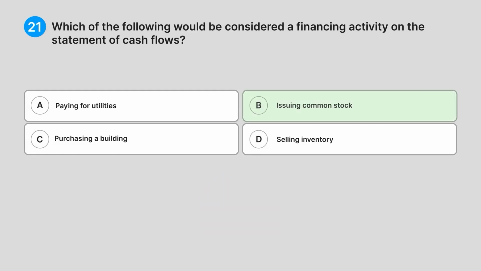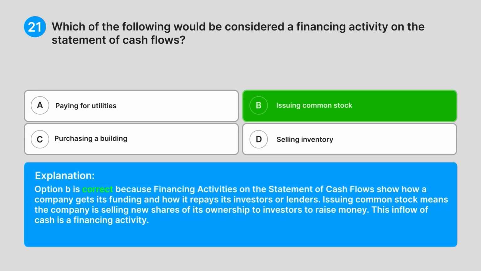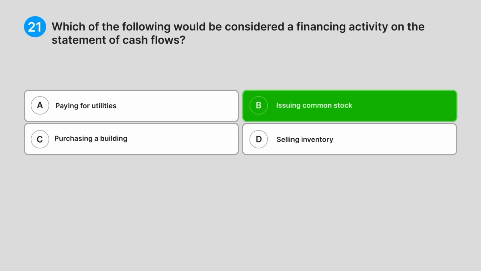Correct answer, B. Issuing common stock. Explanation. Option B is correct because financing activities on the statement of cash flows show how a company gets its funding and how it repays its investors or lenders. Issuing common stock means the company is selling new shares of its ownership to investors to raise money. This inflow of cash is a financing activity.